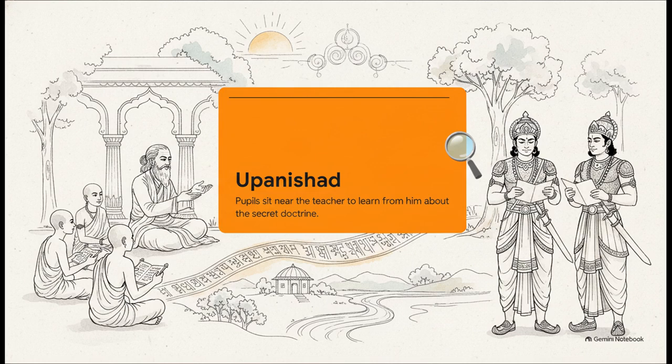It literally translates to pupils sit near the teacher to learn from him about the secret doctrine. It paints this beautiful picture of a quiet, focused transmission of wisdom. And actually, this wisdom wasn't restricted just to priests. Even Kshatriya kings, the warriors and rulers of society, like King Aswapati and King Janak, they were famous, highly learned teachers of these secret doctrines.